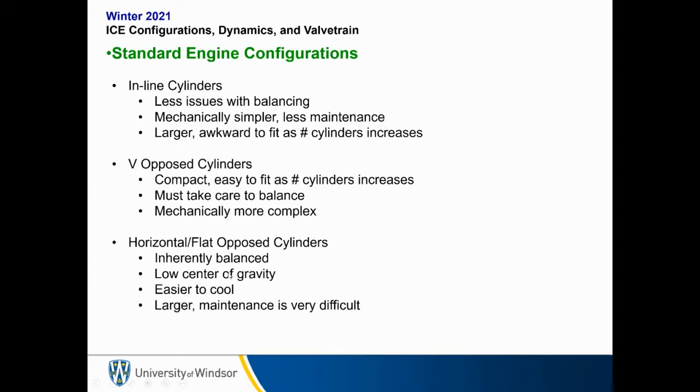Now for horizontal flat opposed cylinders, these things are inherently balanced. They have a low center of gravity and they're easier to cool. However, they are much larger. If you can imagine the V, if you were to flatten the V out, that means it's going to take a much larger footprint in your vehicle. Maintenance is also very difficult. If you flatten out your engine, that means things as simple as trying to change, say, a spark plug, well, now your engine head is squishing into the side of your engine bay. So trying to get at anything on the engine is very, very difficult and annoying. So maintenance is quite difficult.